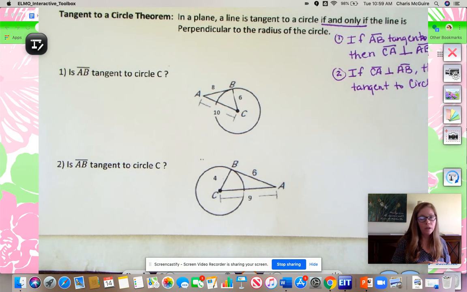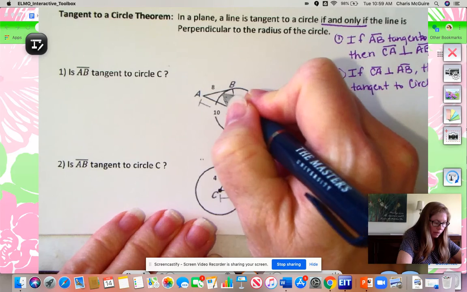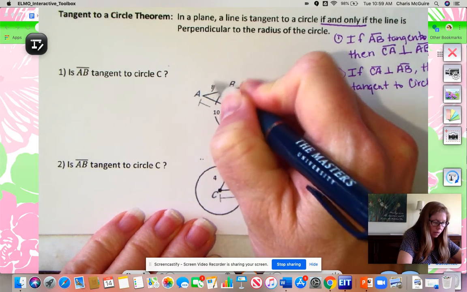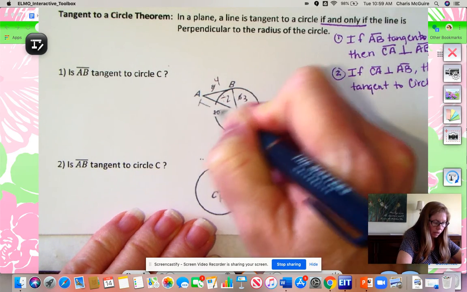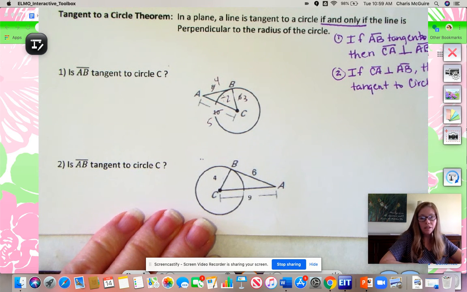Now, I hope you're looking at number one and you're saying, yes, I can tell that's a right triangle because I recognize the triple, right? When we divide the 8, the 6, and the 10 by 2, we get a 4, a 3, and a 5. So this is a 3, 4, 5 right triangle.